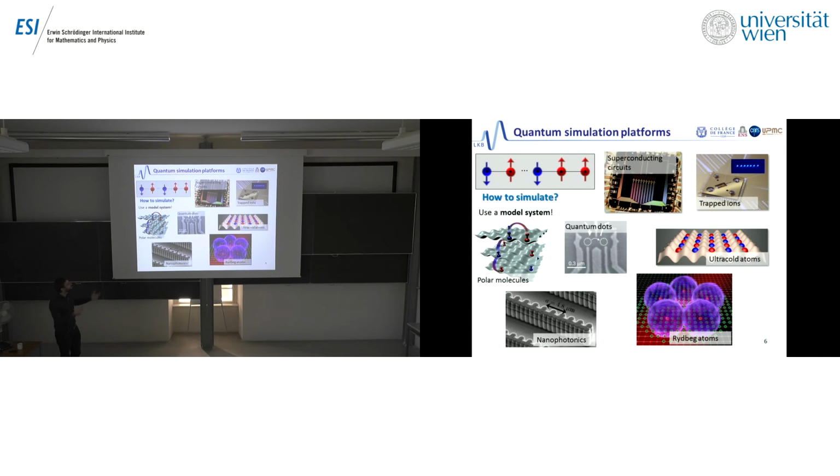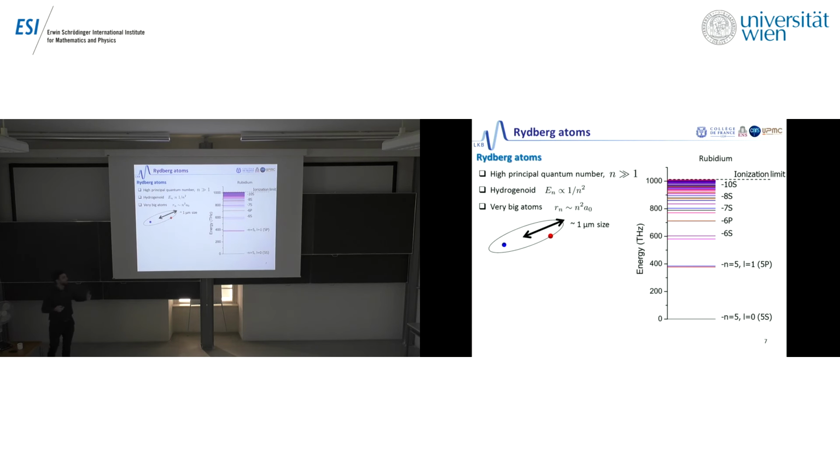Okay, so there are many quantum simulation platforms available on the market, and they are done in very different physical systems. So you have, for example, condensed matter type qubits, superconducting circuits, or quantum dots, or nanophotonic structures. And then you have, let's say, atom-type quantum simulators with trapped ions, ultra-cold atoms in optical lattices, and some proposals for polar molecules in optical lattices. And what I want to first tell you a little bit about is the current platforms that use Rydberg atoms for quantum simulation. So what are Rydberg atoms?